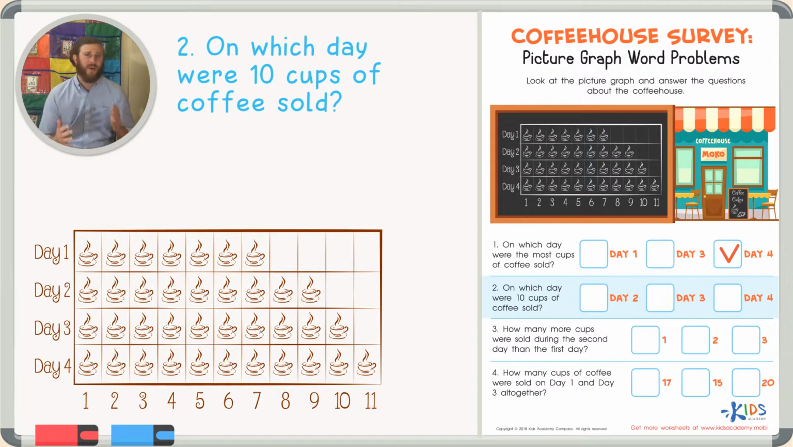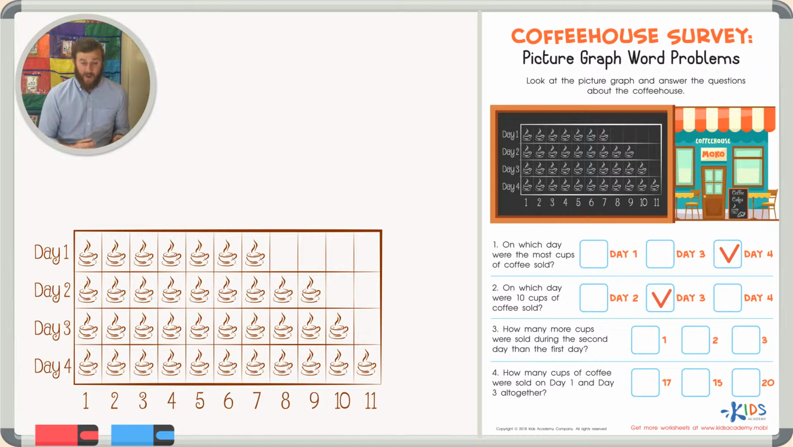Okay, there's a few different ways we can answer this question. We can go day by day, or we can look at the number of cups of coffee and look straight up. Let's look at the number of cups of coffee because that's what the question is asking about. So it wants to know on which day were 10 cups sold. So let's underline the number 10 and look up. Which day stops at 10? Well, if we look straight across, we'll see that day 3 stops right at 10. So we know that on day 3, there were 10 cups of coffee sold. So let's go ahead and check day 3.